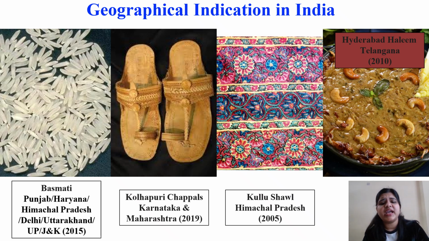Now we have an ongoing debate on the famous Kolhapuri chappals that are found in regions of Karnataka and Maharashtra. Not exactly found but manufactured. That was registered in the year 2019. Now we have the Kullu shawl from Himachal Pradesh that was registered in the year 2005. Now we have everyone's favorite, the most famous Hyderabad Halim from Telangana, that was registered in the year 2010.